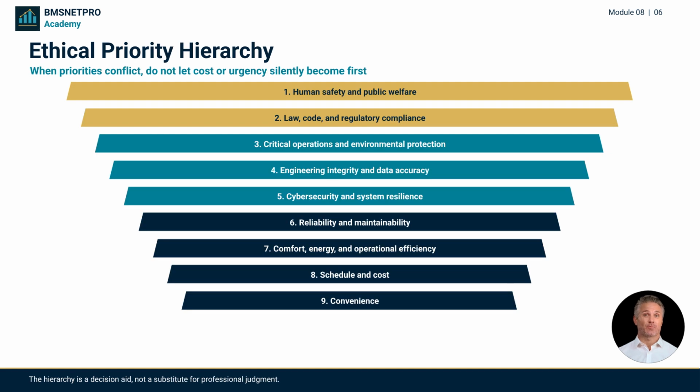The hierarchy helps prevent convenience, cost, or schedule pressure from silently becoming the highest priority. Safety comes first, then compliance, critical operations, engineering integrity, cybersecurity, reliability, comfort and efficiency, schedule and cost, and only then convenience.